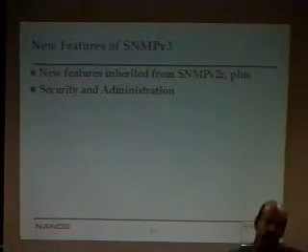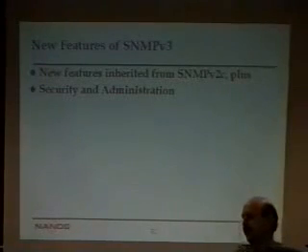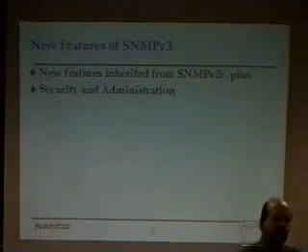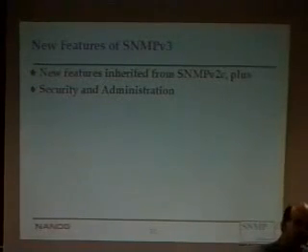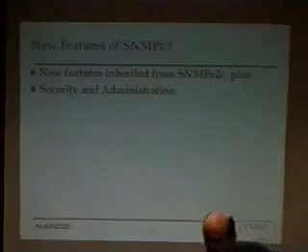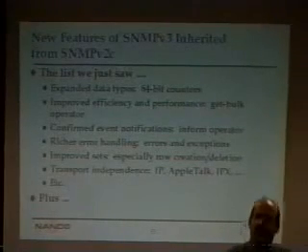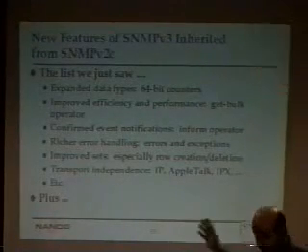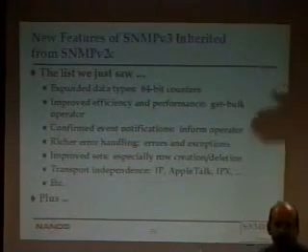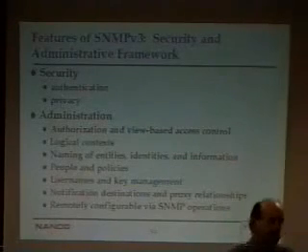So what happened in SNMP version 3 then is that we built on that base of SNMP version 2, and the new features of SNMP version 3 are the features that were inherited from SNMP version 2 plus those features that come in the area of security and administration. So what are the features that were inherited from SNMP v2c? Well, it's the list that we just saw plus those in the area of security and administration.